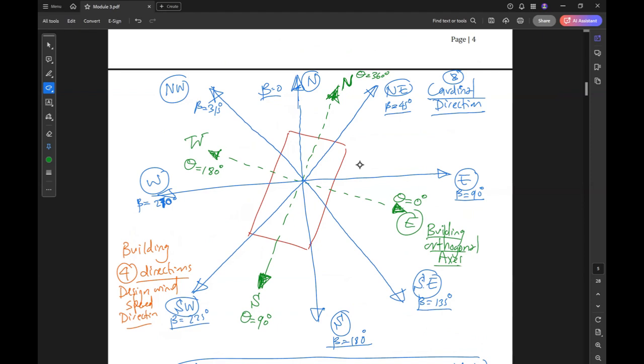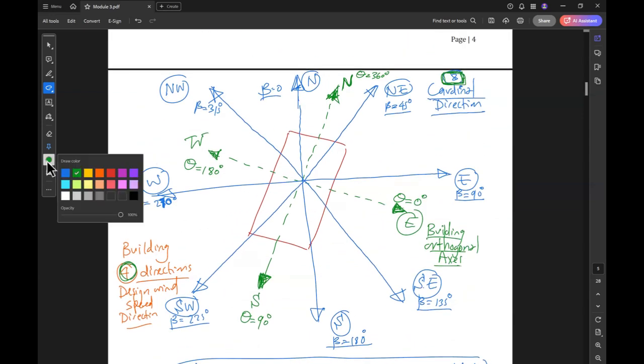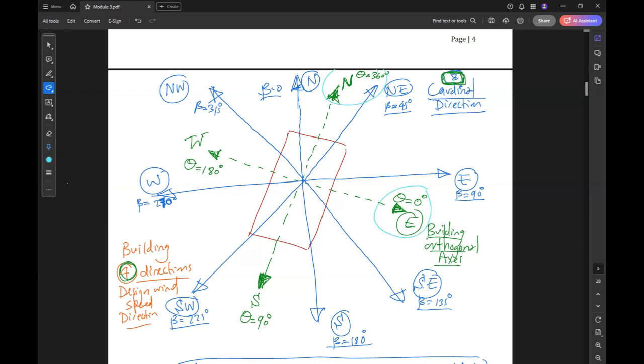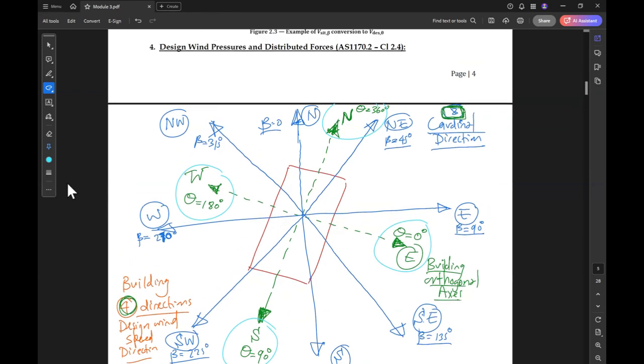Okay, so now after we find the site wind speed, the cardinal wind speed, how many do we have again? 8. So we need to convert the 8 cardinal wind speeds to 4 orthogonal wind speeds. The idea is that each wind speed for the orthogonal lies between 2 axes. So the wind speed at the north, we write down here, V design and theta equal to 360, which is for the north direction.